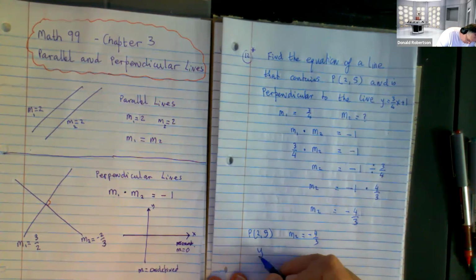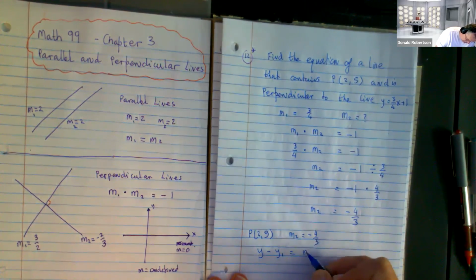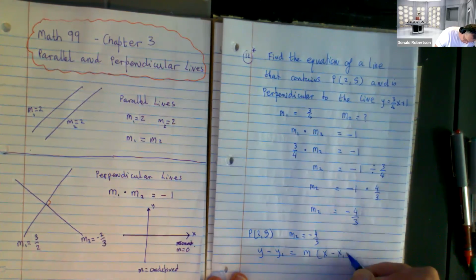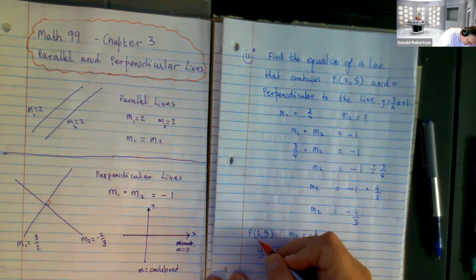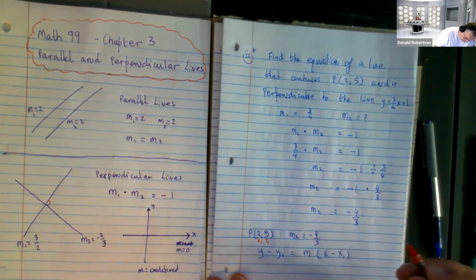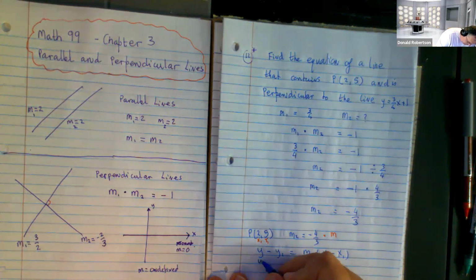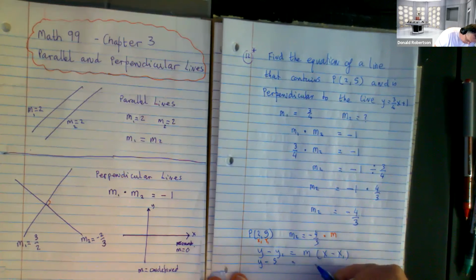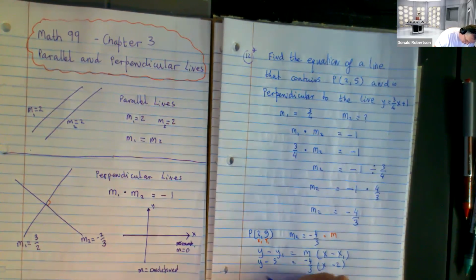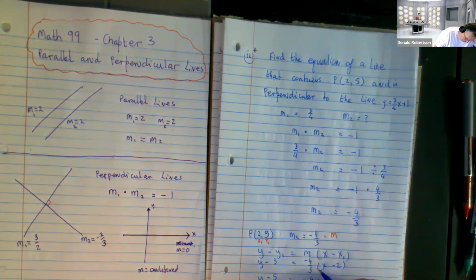So I'm just going to use y take away y1 is m x take away x1. That guy is x1, y1, and that fraction there is my slope. So it's going to be y subtract 5 is equal to negative 4/3 x take away 2. And then I'm just going to make it look pretty now. So distribute in the negative 4/3, and you get negative 4/3 x plus 8/3.